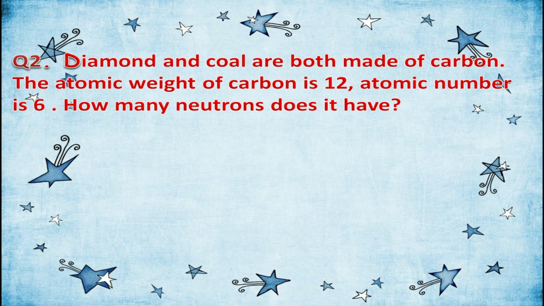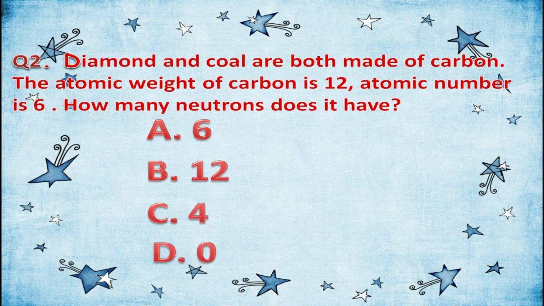Question number 2 is: diamond and coal are both made up of carbon. The atomic weight of carbon is 12, atomic number is 6. How many neutrons does it have? Option A 6, option B 12, option C 4 and option D 0. And your 5 seconds time starts now.